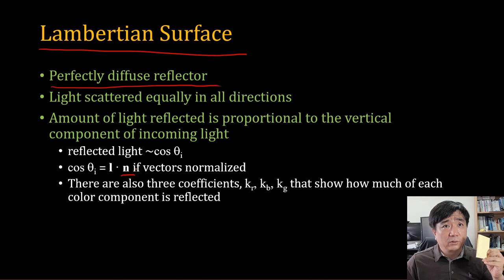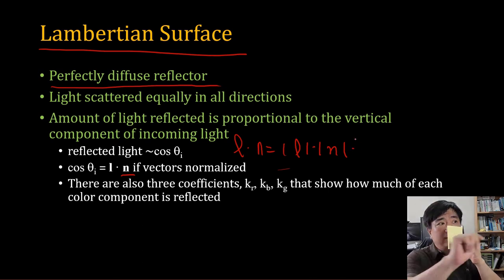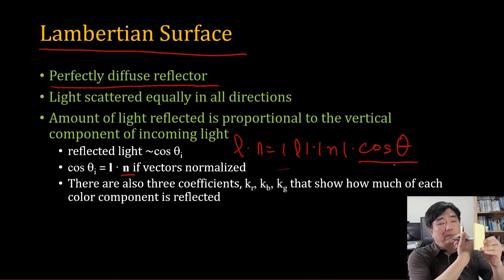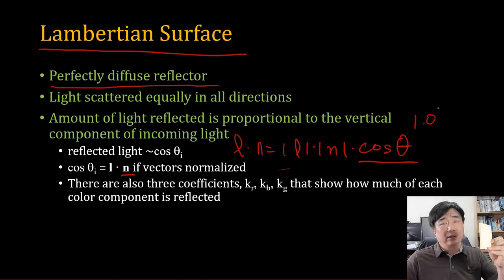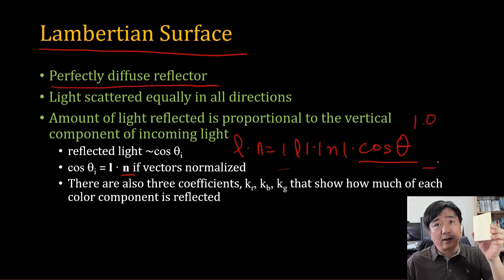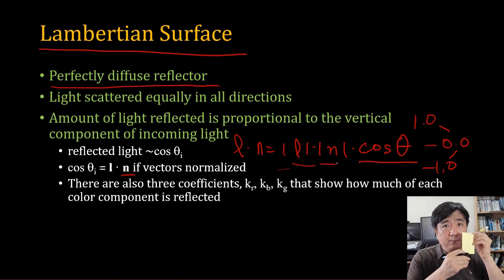It is because the inner product, for example L dot N, means the size of L and the size of N multiplied by cosine theta, okay? So cosine theta means if it is 0 degrees, it will have 1.0. If it is 180 degrees, it will have minus 1. And if it is perpendicular to this, then it will have 0.0. So we can get the brightness of this surface only with the dot product.